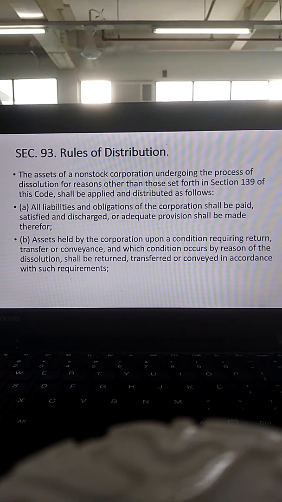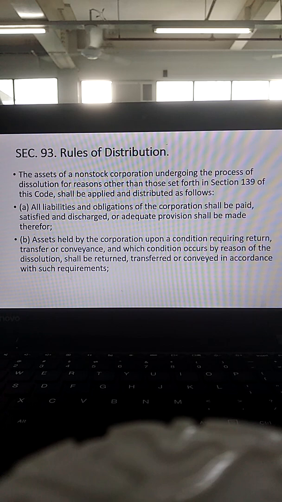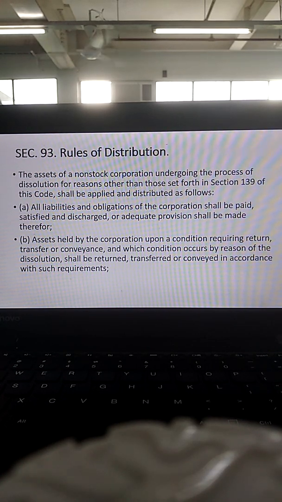Now, in Section 93, Rules of Distribution, first bullet, the assets of a non-stock corporation undergoing the process of dissolution. Okay? So if you say dissolution, they are in the process of, meaning they stop their operation. Okay? And right now, they are about to sell their non-cash assets. Okay? So they would like to convert the said non-cash assets into cash. Okay? So we have here some rules to follow.